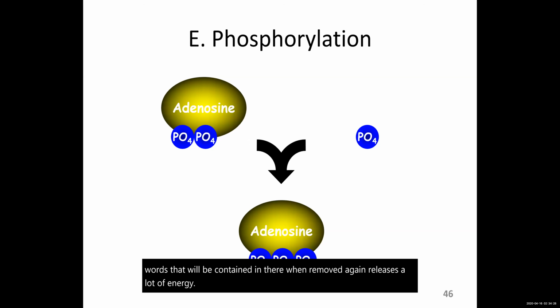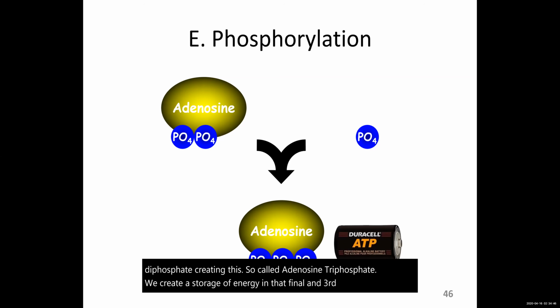And so the example we're going to use here is ATP, in which when we add that final and third phosphate to adenosine diphosphate, creating this so-called adenosine triphosphate, we create a storage of energy in that final and third phosphate. And pretty much what you should be thinking about it is as if you had a battery. In this day and age, we transport most of our energy by the use of batteries. So whether it's your phone, computer, or anything that is portable, it usually contains some sort of storable source of energy. Those are what we call batteries.